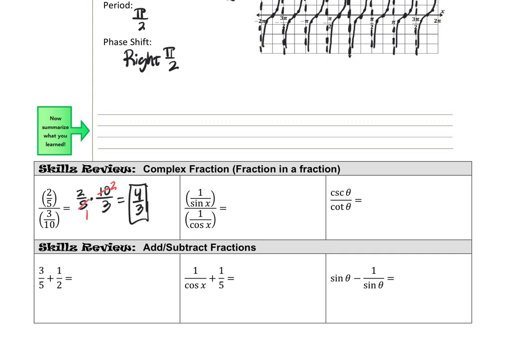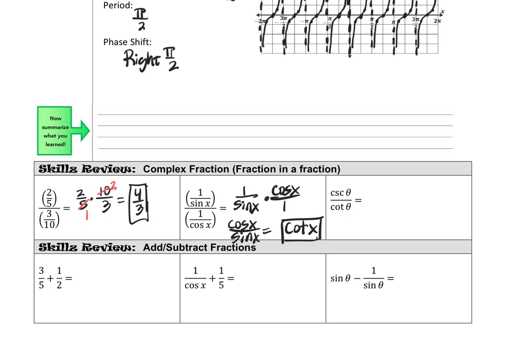Okay, so the next one, 1 over sine divided by 1 over cosine. So 1 over sine times the reciprocal, so this would be cosine x over 1, which would give us cosine x over sine x, which we know is cotangent x. There we go. Voila.